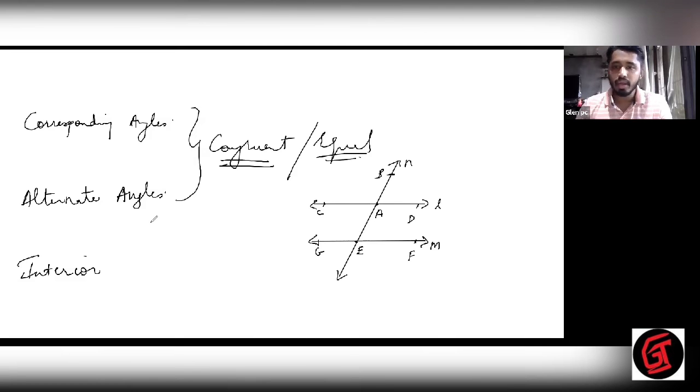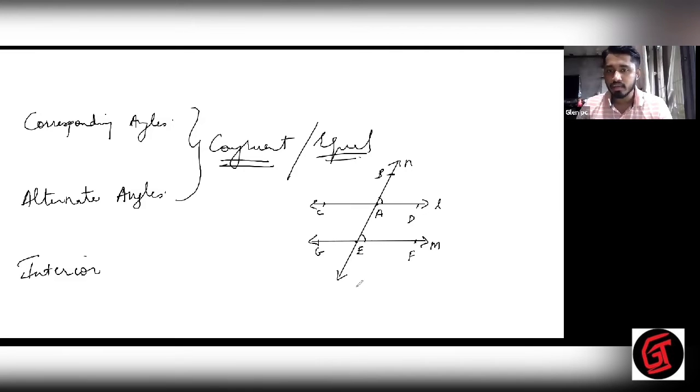Now what were corresponding angles here? I'm not taking all the pairs of corresponding angles. I'm only taking one pair to explain you. As I said, corresponding angles are congruent. Congruent means equal. So one L type formation is here, and one more L type formation is here. So this angle and this angle are said to be equal.